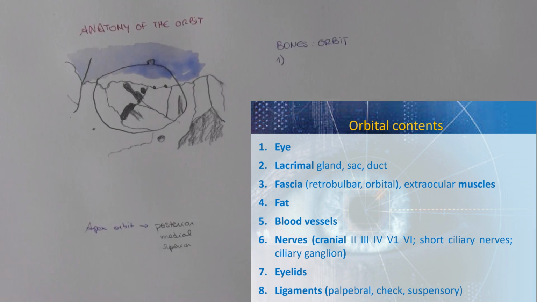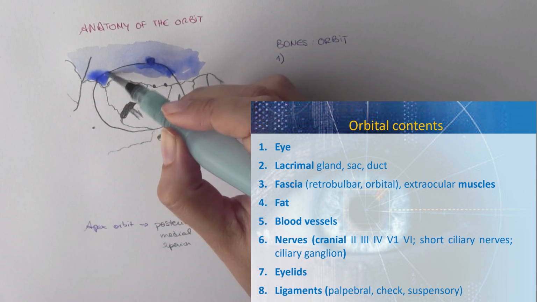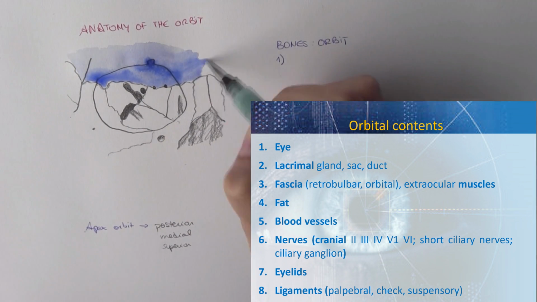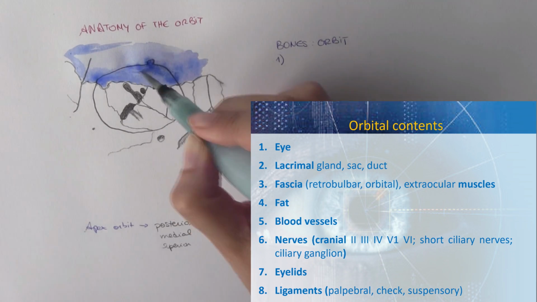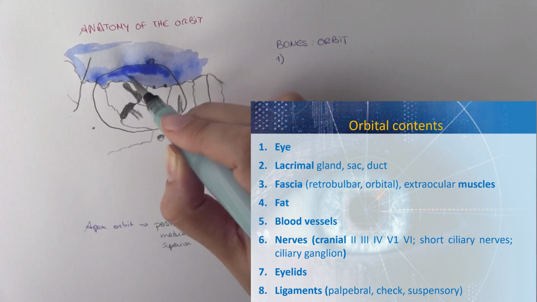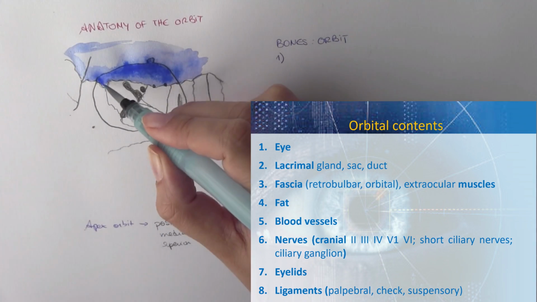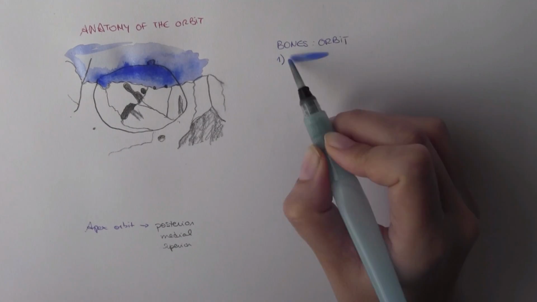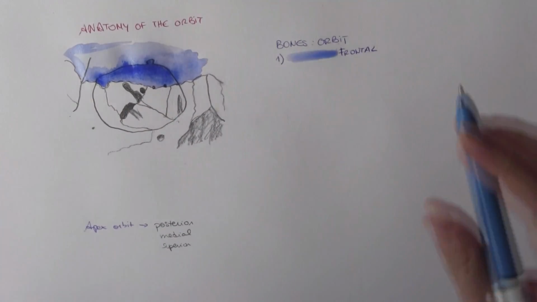Nerves, cranial nerves 2, 3, 4, 5, 6, like an exercise, and short ciliary nerves and ciliary ganglion. 7. Eyelids, and 8. Ligaments: palpebral ligament, check ligament, suspensory ligament.